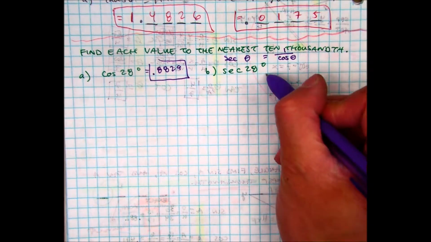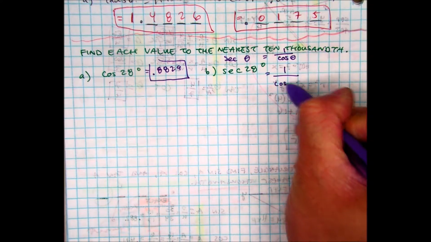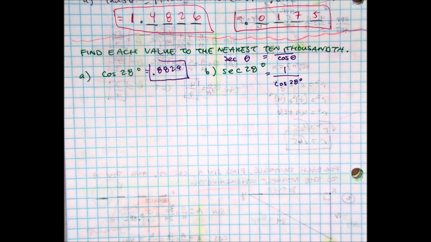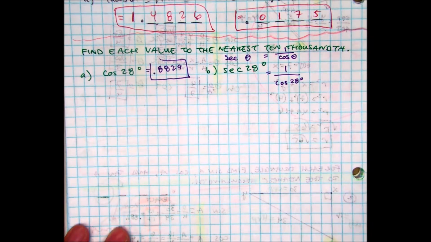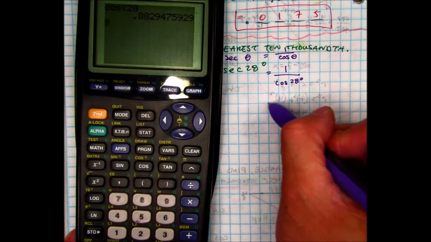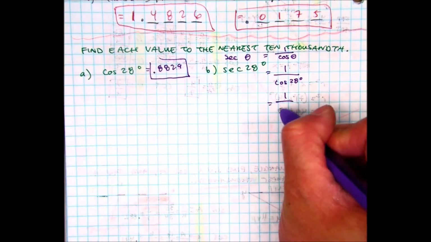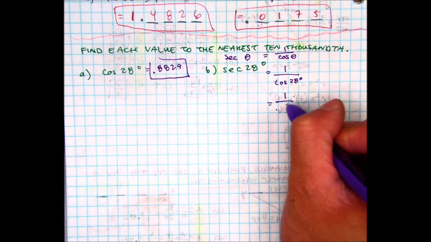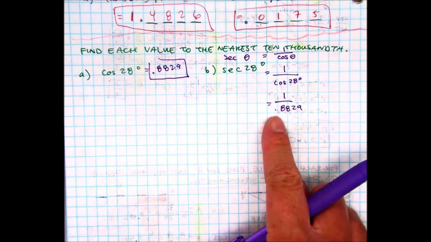Okay, so instead of me writing secant of 28 degrees, I'm going to write 1 over cosine of 28 degrees. I'm going to show you guys a couple of ways to actually get an answer. We already have cosine of 28 degrees. I have 1 divided by 0.8829.